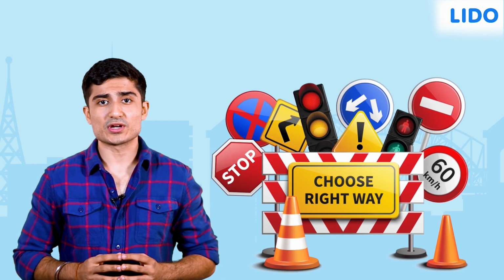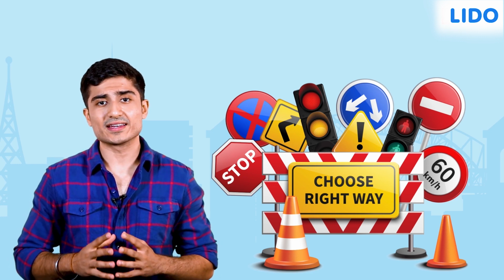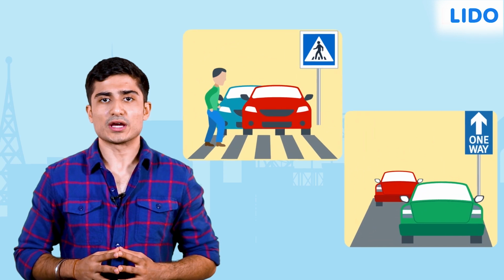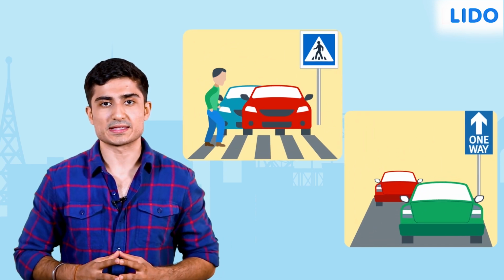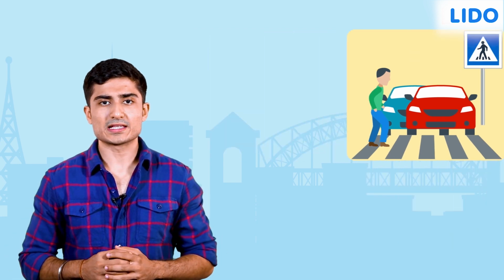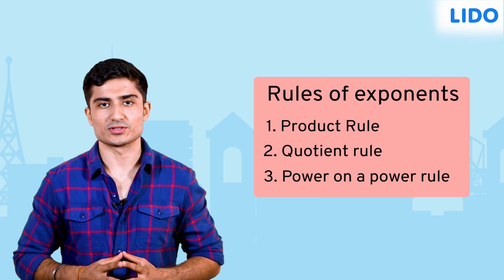Hi guys, ever wondered why there are so many traffic rules? If traffic rules did not exist, then there would be chaos and congestion on the streets. The traffic rules allow the movement of vehicles in a systematic way and ease the commuting process. Talking of rules, let's look at simple rules of exponents, which help in simplifying exponential expressions.